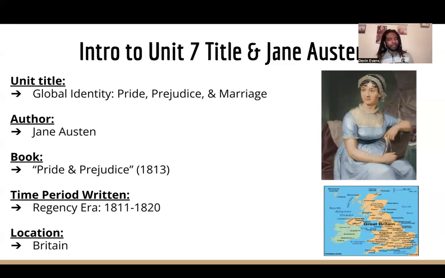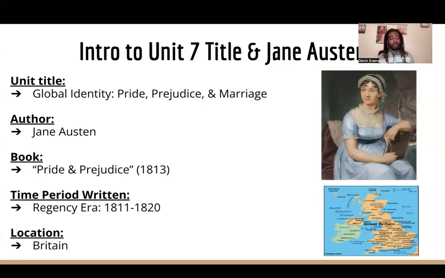This is a very important topic, but it's important to talk about it in different cultural groups, especially in this book here, Pride and Prejudice: how marriage and love and getting married took place in different time periods, and comparing those different experiences. The author is Jane Austen from Britain.